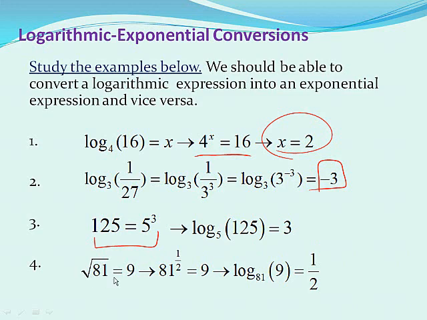If square root of 81 equal to 9, we can write it as 81 to the power 1 half equal to 9. That means the square root is the power 1 half. And then when we convert to the logarithmic form, log to the base 81 of 9 will be equal to 1 half, which is the exponent up here.